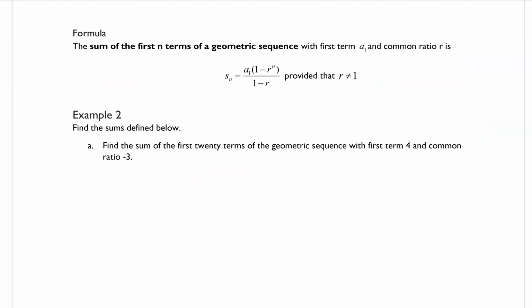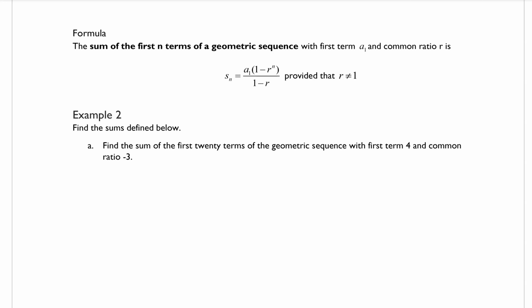Okay, so my handwriting is not that nice, so let's see the formula again typed out. The sum of the first n terms of a geometric sequence, where the first term is a sub 1 and the common ratio is r, is equal to that formula right there, provided that r, the common ratio, is not equal to 1. Let's utilize this formula now.